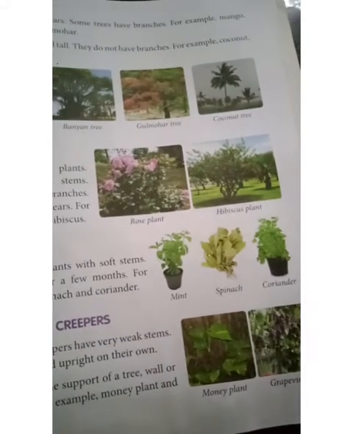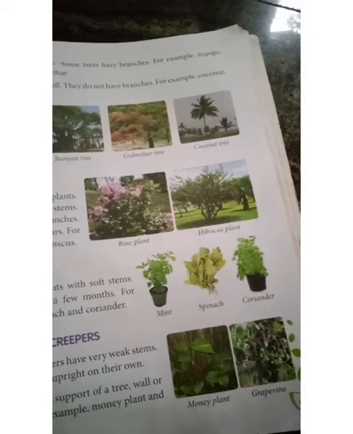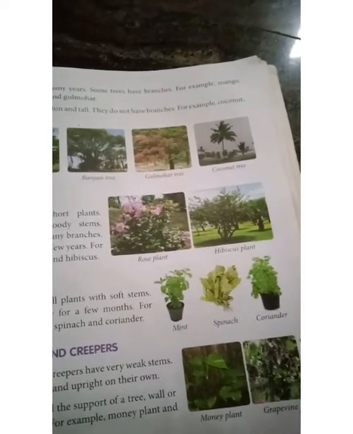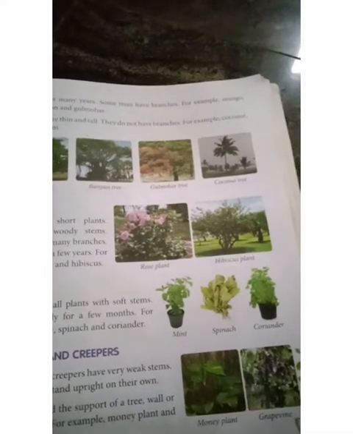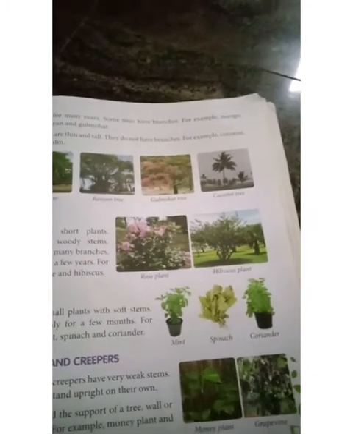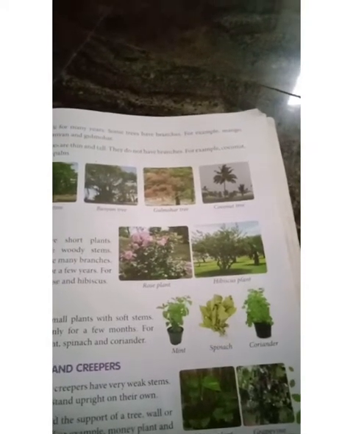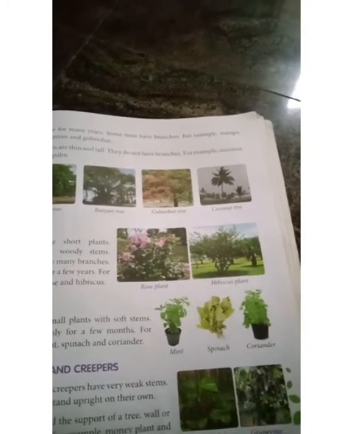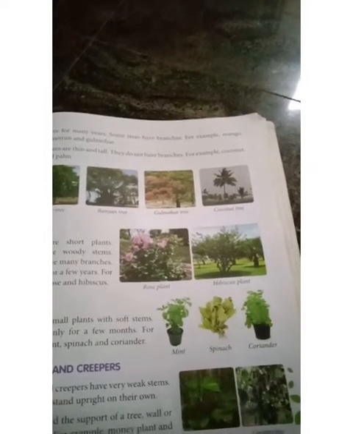Mango tree, coconut tree, etc. Banyan tree. Yes, coconut tree. So all of those are trees. Then shrubs, small plants. So one type of plant is the big plant, that is called tree. Another type of plant is the small plant. This small plant has 4 types: shrubs, herbs, creepers and climbers.